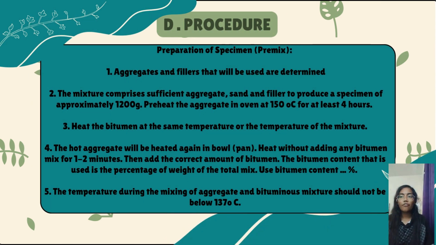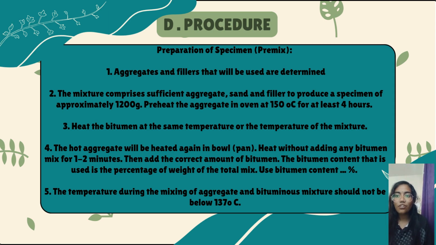Firstly, preparation of specimen. Aggregates and fillers that will be used are determined. The mixture comprises sufficient aggregate, sand and filler to produce a specimen of approximately 1200 grams. Preheat the aggregate in the oven at 150 Celsius for at least 4 hours. Heat the bitumen at the same temperature as the mixture.